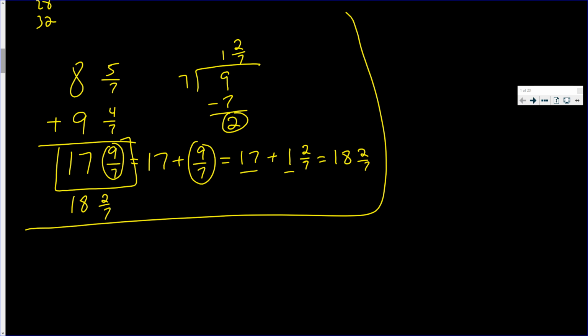Let us try another one. Let's do a subtraction problem.